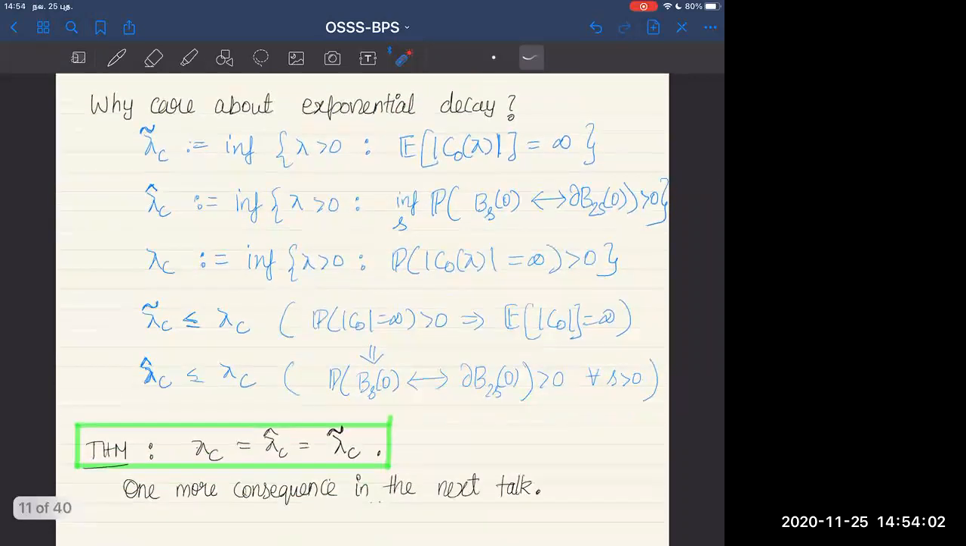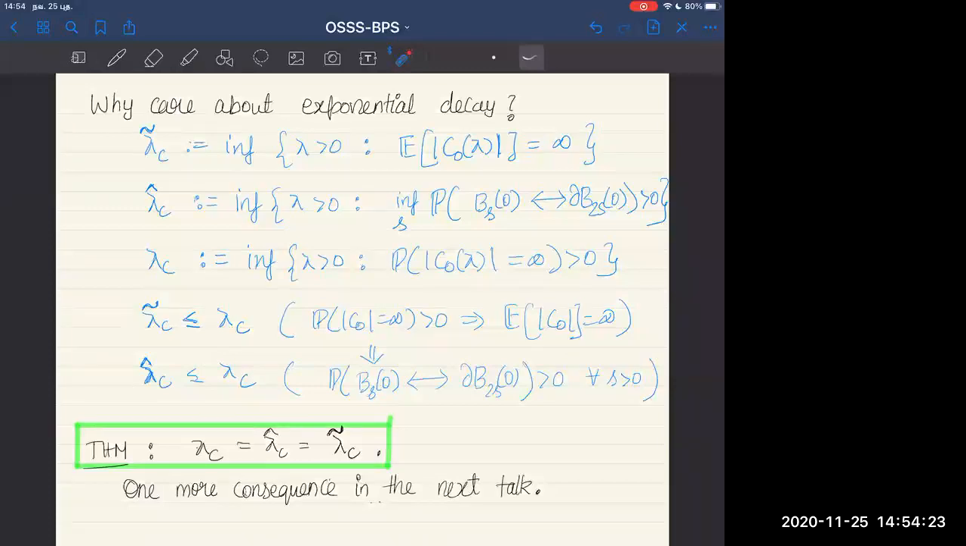Why do we care about exponential decay? Why do I care about exponential decay? Why is exponential decay important for us? So there are three ways I can define the critical threshold.